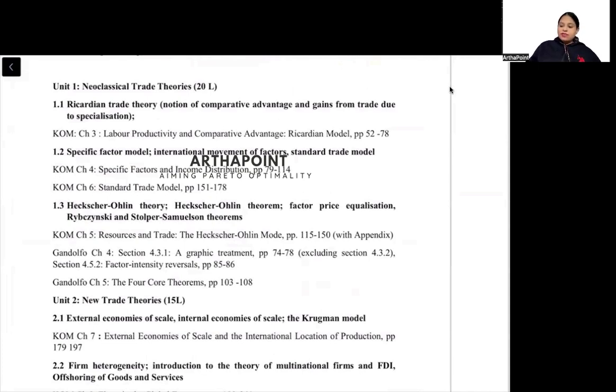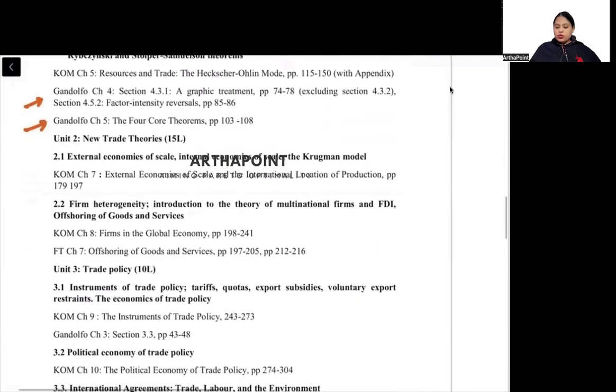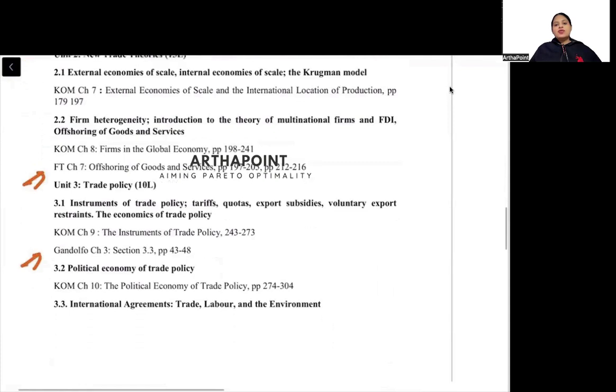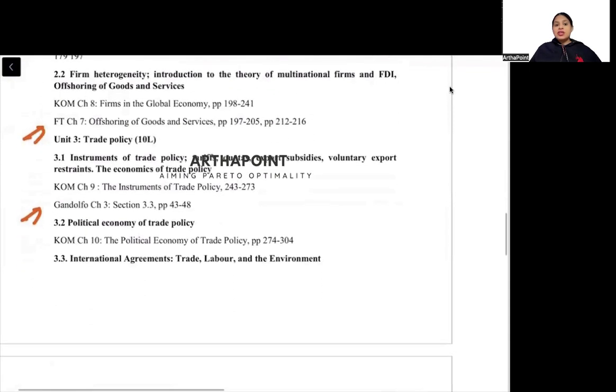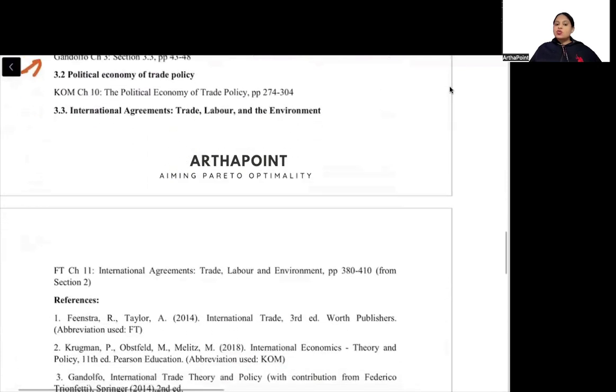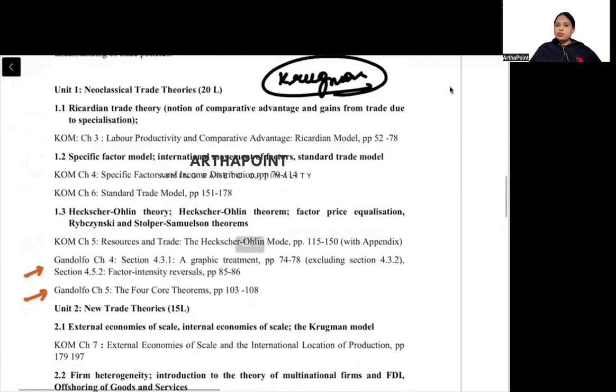The main book that we will be using in this course will be Krugman, बेटा. ठीक है. अच्छा, उसके अलावा also you are given some books like Gandolfo, right? And you're also given FT. But majorly, जो हमारा major portion of the course है, that is Krugman, right? तो Krugman को हमें बहुत ध्यान से we have to go ahead and we have to do this.